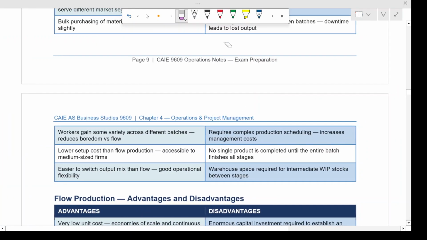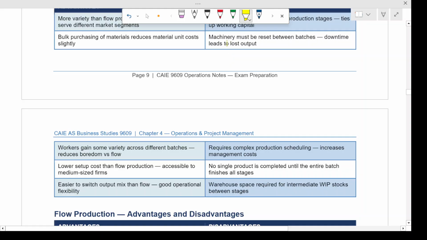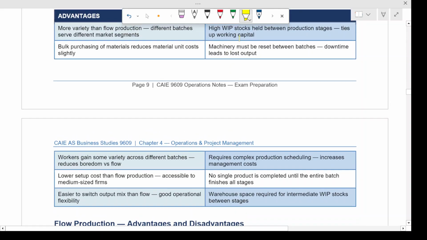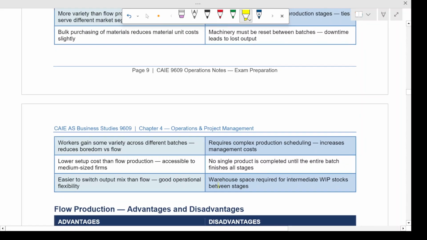management costs. The fourth one is that no single product is completed until the entire batch finishes all stages, like we discussed in the first point, that no single product can be completed until the entire batch finishes all stages. So all the work in process stock is going to be held there, and there will be no complete product until everything is completed. And the last one is that warehouse space is required for intermediate work in process stocks between stages.